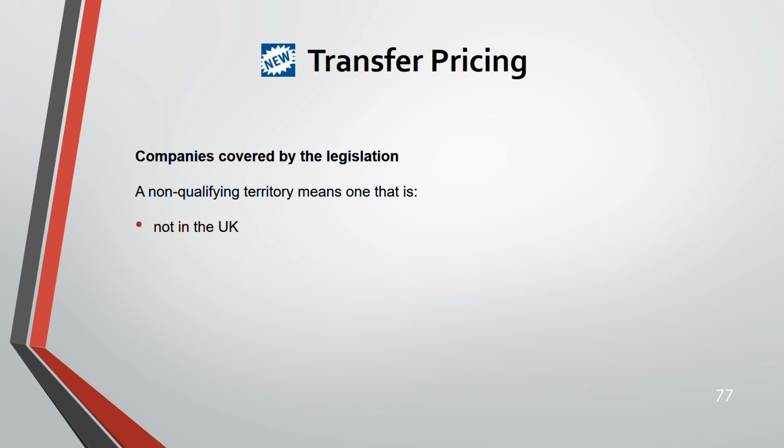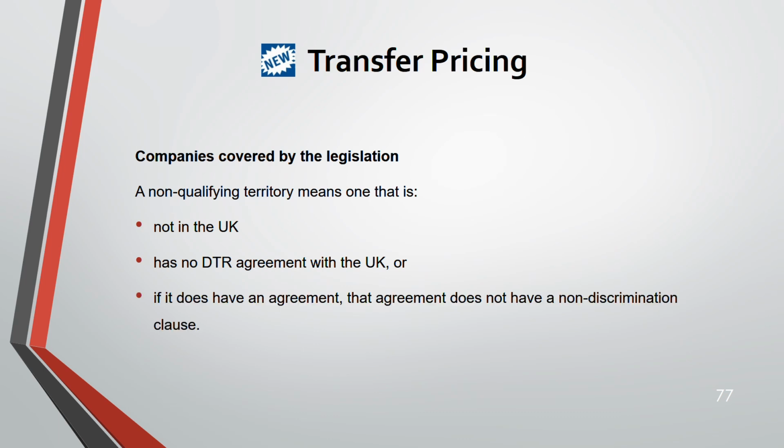Now, what is a non-qualifying territory? A non-qualifying territory means one that is not in the UK, one that has no double tax treaty agreement with the UK, or if it does have an agreement, it does not have a non-discrimination clause. Under this situation, it is known as a non-qualifying territory. And if a small or medium company is buying or selling to this non-qualifying territory, transfer pricing rules will apply. It is possible for the Treasury to designate countries as non-qualifying. It is up to the Treasury. They will designate a country as non-qualifying or not.